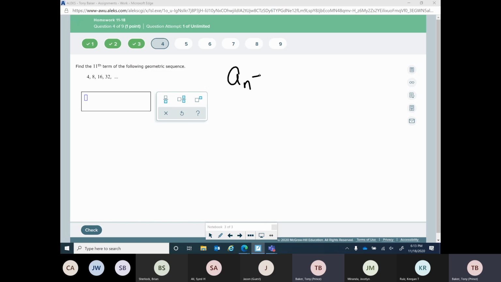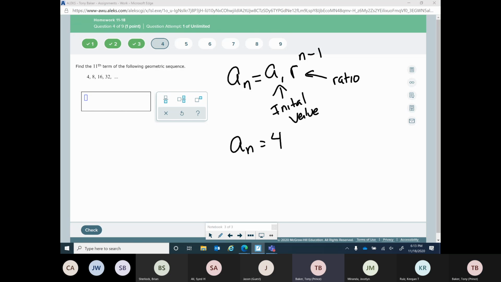So my equation for a geometric series is a_n = a1 times r to the n minus 1. So it's my initial value, a1, and then r is my ratio. So those are the two pieces of information that I need to make my equation. So for this one, my initial value is 4, and my ratio, this one's going up by 2. So it's 4 times 2 to the n minus 1.